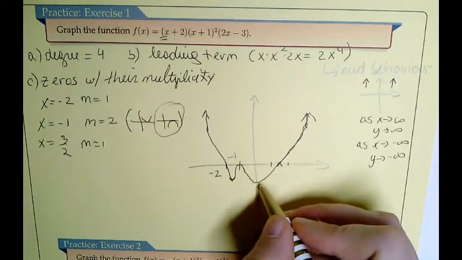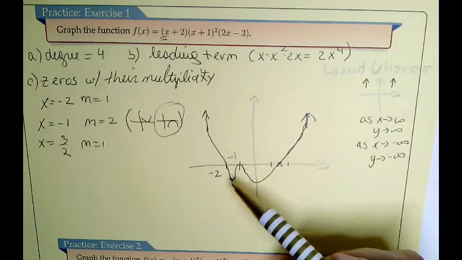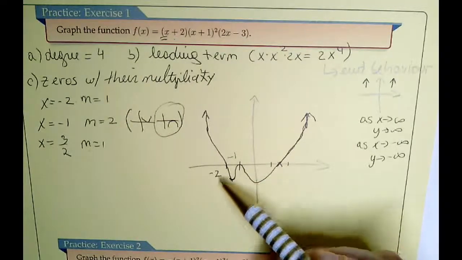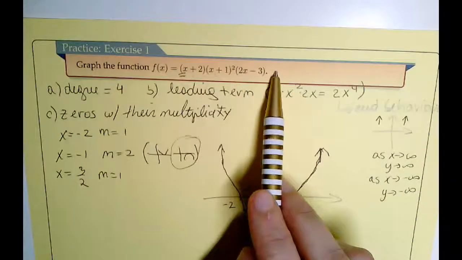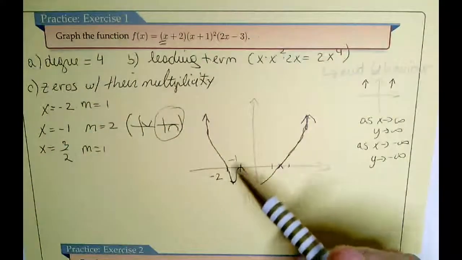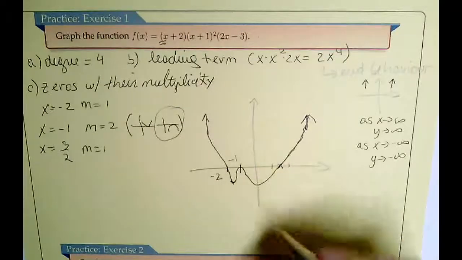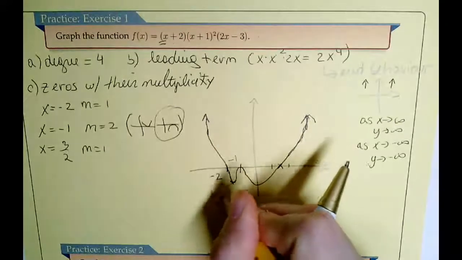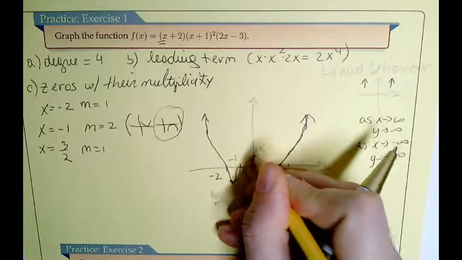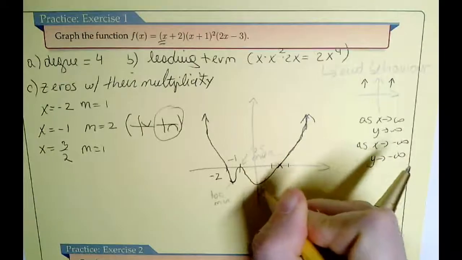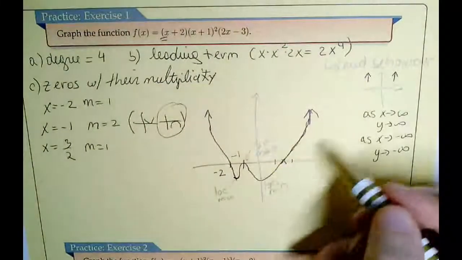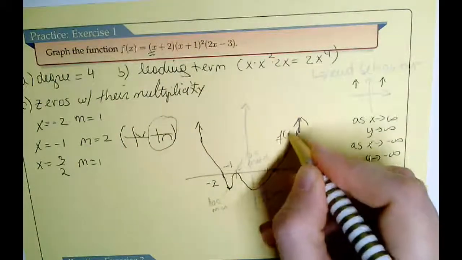So how many turning points do we have? 1, 2, 3. Okay, 3 turning points. So that means that the degree of this is at least 4. Well, I know that the degree of it is 4. So that's good that our graph has 3 turning points. So it has a local min in here, a local max, and then another local min in here. So there you go. This is the graph of f of x.